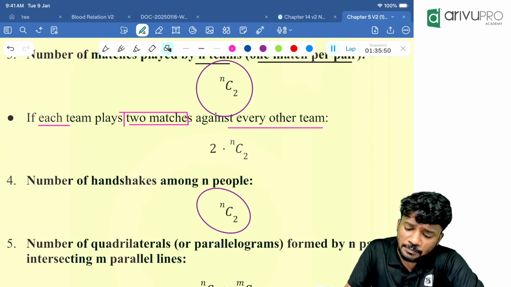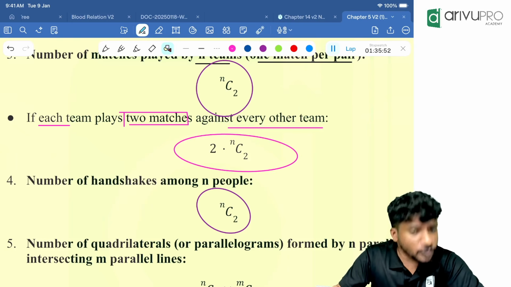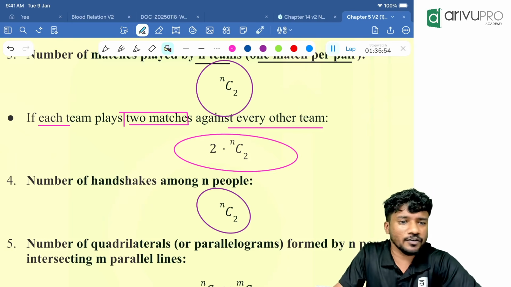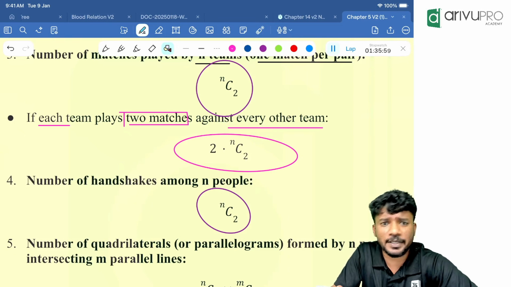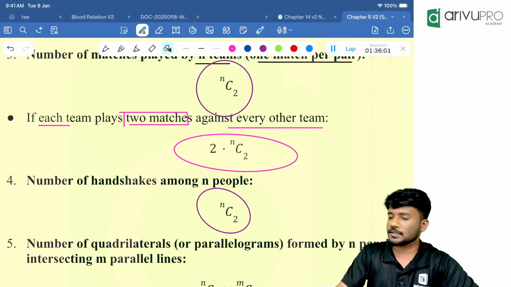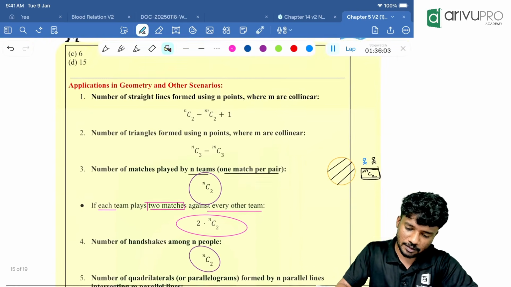Against every other team, the number of matches will be how much? 2 into NC2. Okay, you need to multiply the NC2 with what? 2. Why are we multiplying with 2? Because we are playing 2 matches against each other, or every other team.